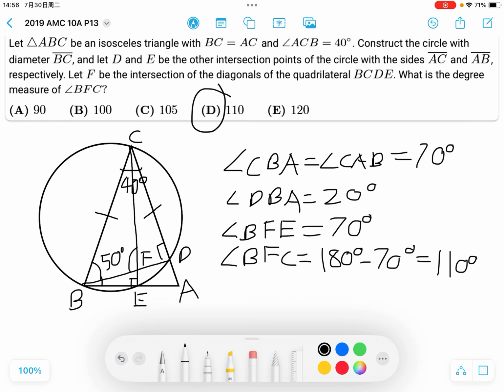The important part here is to realize that we can use the fact that BC is a diameter to figure out a lot of right angles, and then we can use right angles to do some angle chasing.